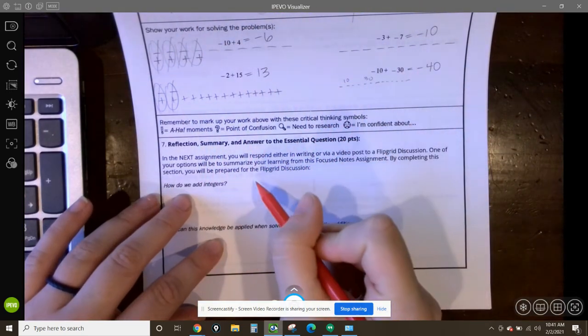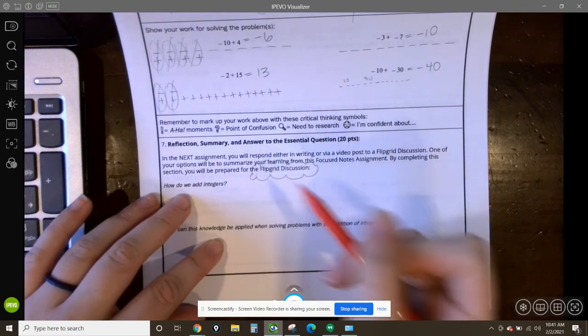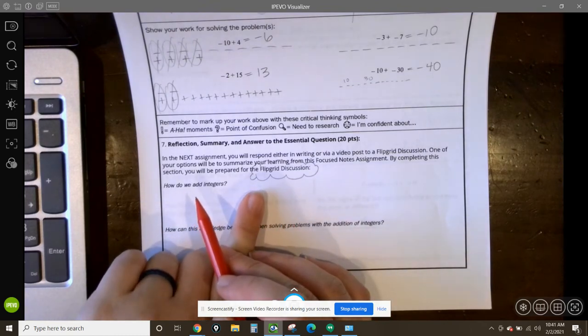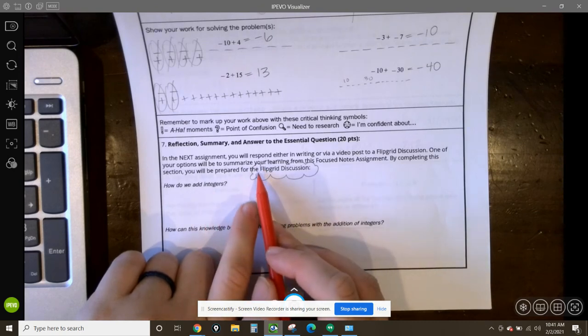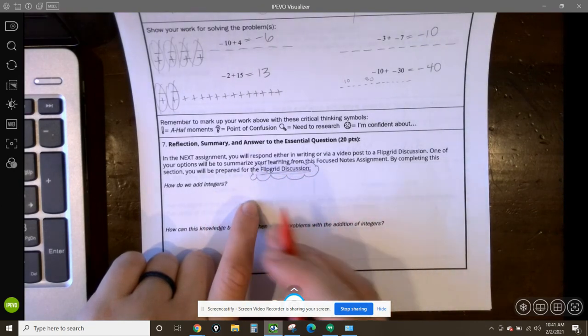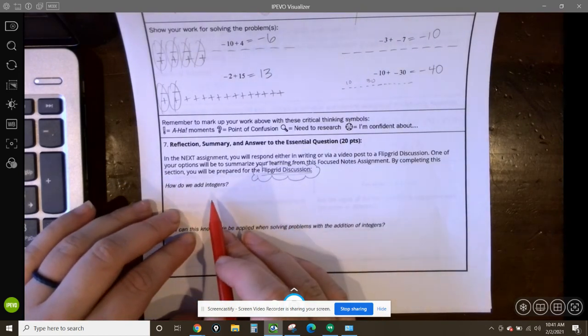I do want to highlight this next assignment after this. It's called a Flipgrid discussion. You're going to record a short video of yourself explaining how to add integers. Don't skip this. This is really easy, and it's a great way for me to get to see what did you just learn.